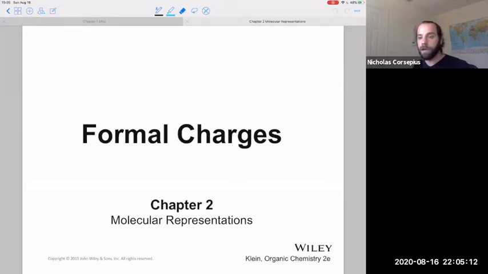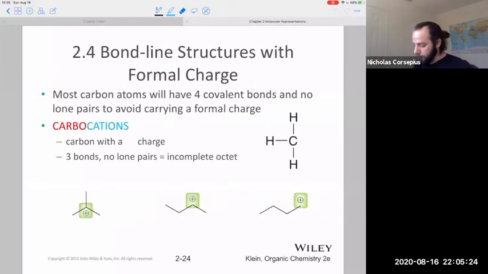Okay, so there might be other situations that would lead to a formal charge, but they're not necessarily allowed, like they don't actually exist in organic chemistry. So we're going to see the ones that really do. So the first situation here: carbon, of course, usually has 4 covalent bonds. This is a situation called a carbocation, where your carbon actually only has 3 bonds.